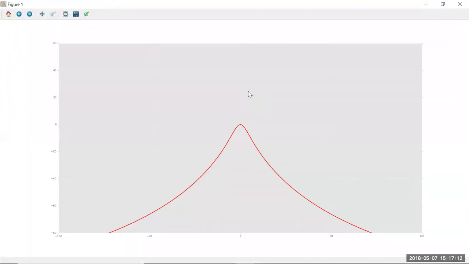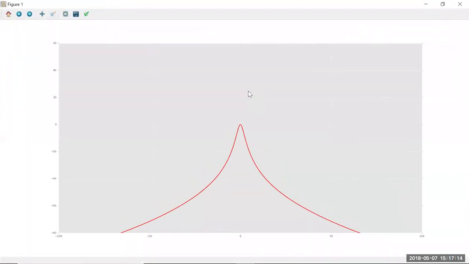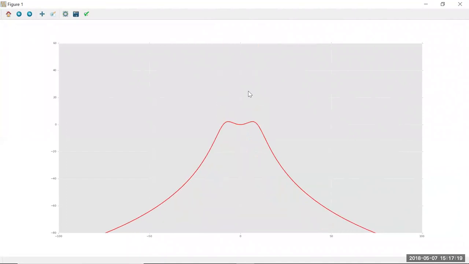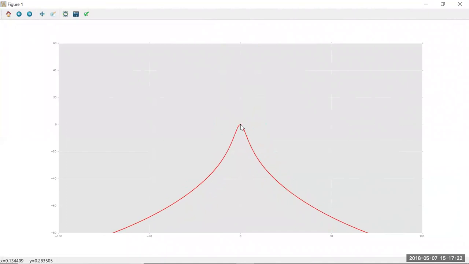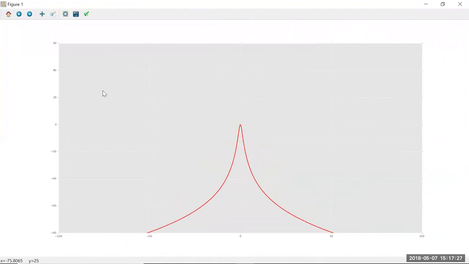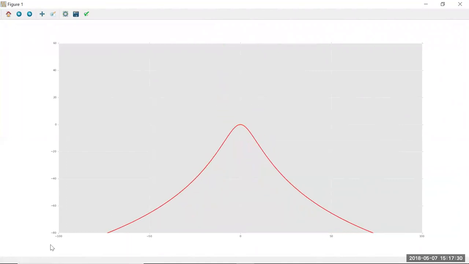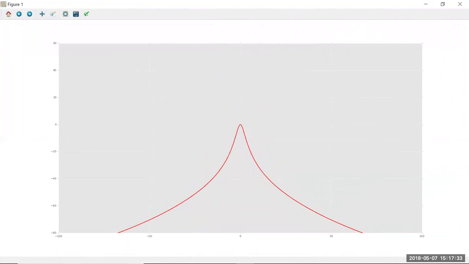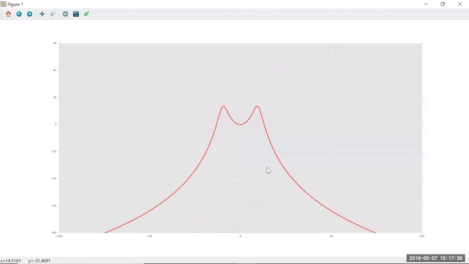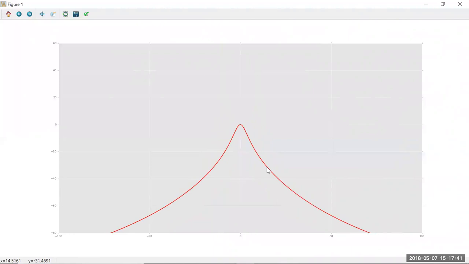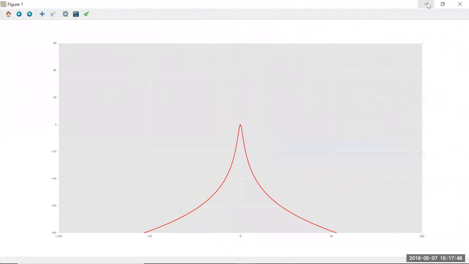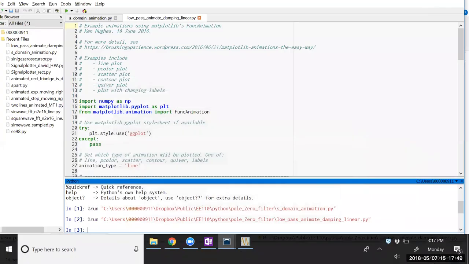Now, what this plot is, we have the transfer function. It's a low-pass filter. Rather than linear, I had to make the y-axis logarithmic. You know, it's dB. But you can see, this is negative frequency. This is positive frequency. And this is a low-pass filter. But what's going on is I'm changing zeta, all right?